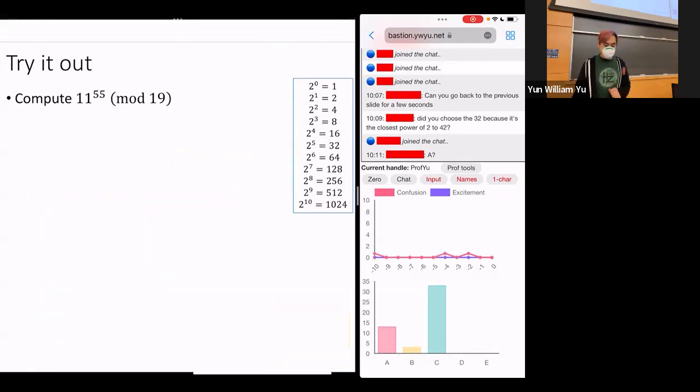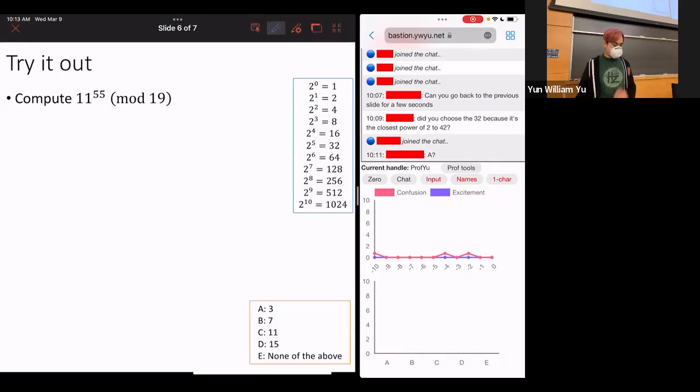So let's try computing 11 to the 55 mod 19. Let me zero that out. So again, there are basically 3 steps. One is you figure out how to break up 55 into a sum of powers of 2. Then you have to compute the powers of 11 to powers of 2. And then you multiply them all together at the end.